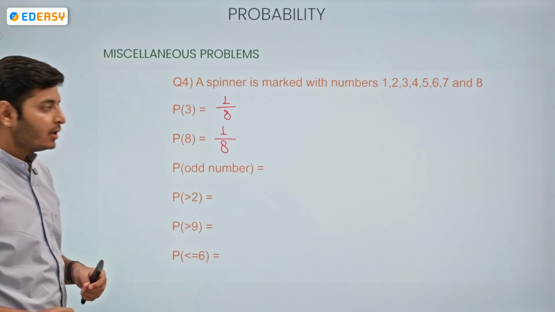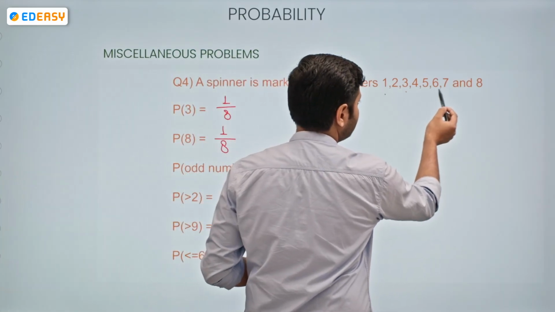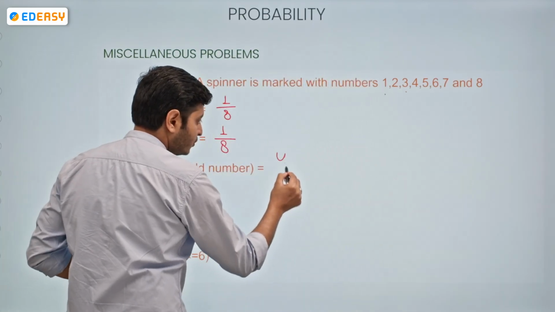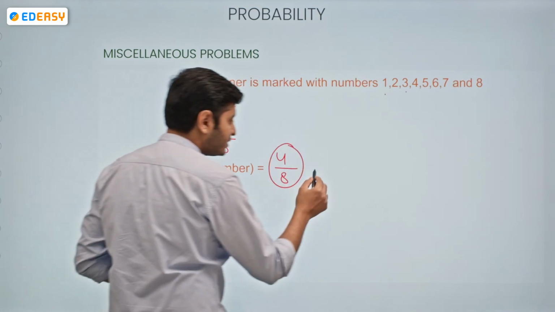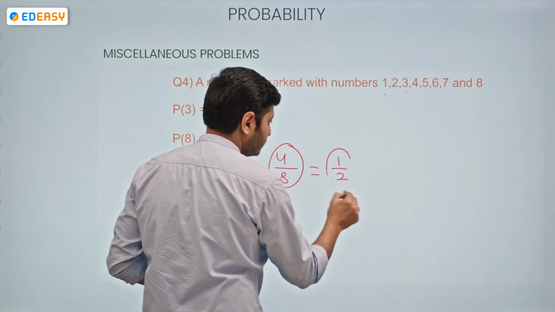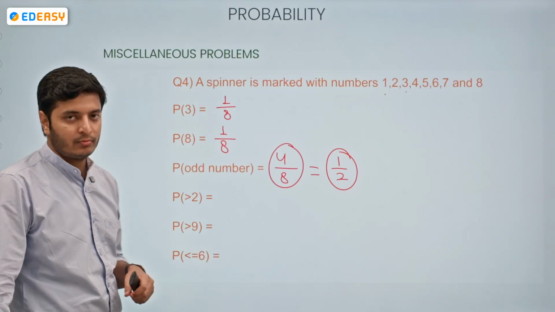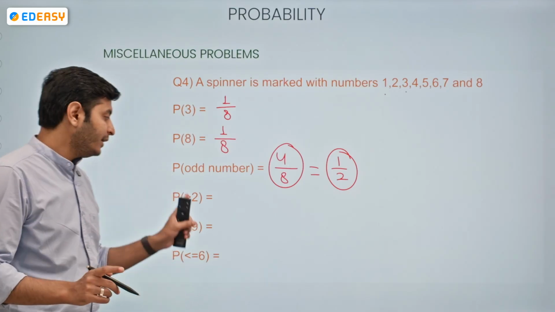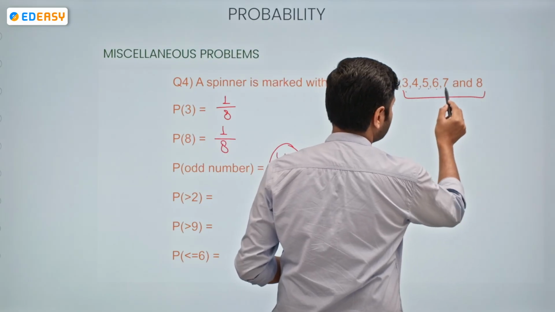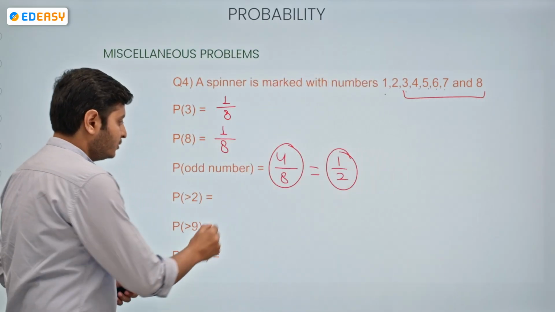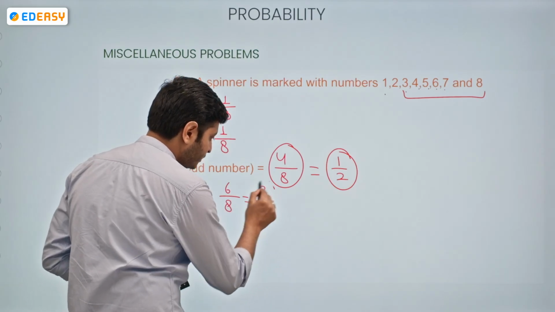Probability of getting an odd number. What is the probability of us getting an odd number? How many odd numbers are there? 1, 2, 3, 4. 4 odd numbers, 4 favorable outcomes by total 8 outcomes. 4 by 8, but we can simplify this further as 1 by 2. So 1 by 2 is the answer. What is the probability of us getting a number greater than 2? Not greater than or equal to, only greater than 2. How many such numbers are there? 3 to 8. 1, 2, 3, 4, 5, 6. 6 favorable outcomes out of 8. This can be simplified further as 3 by 4.